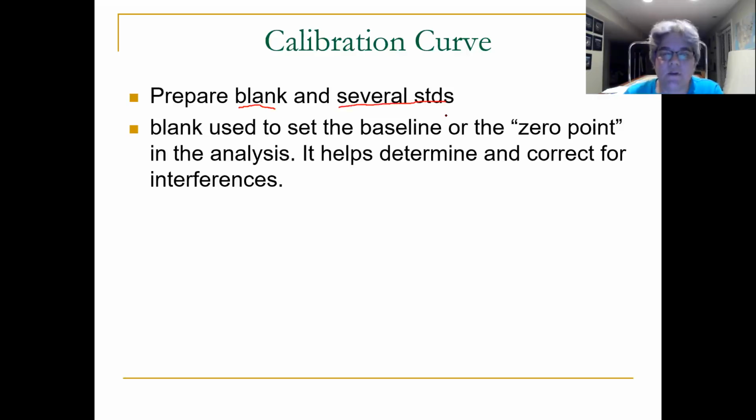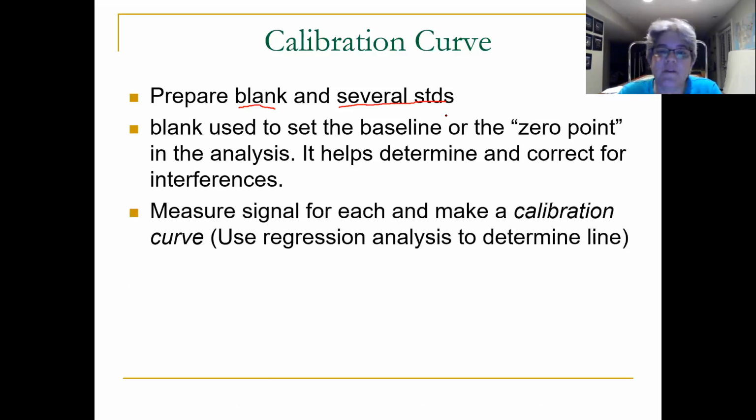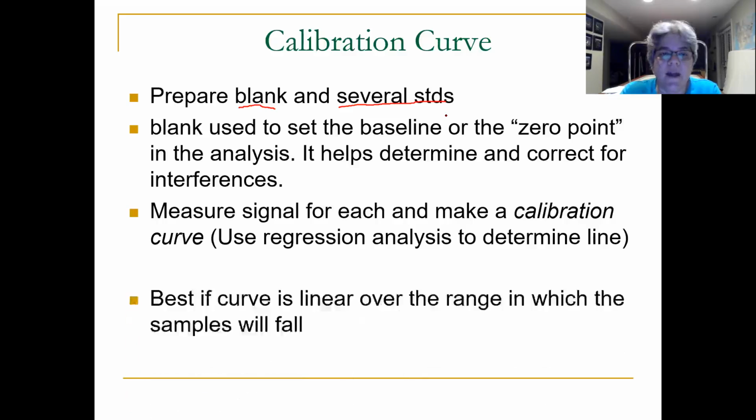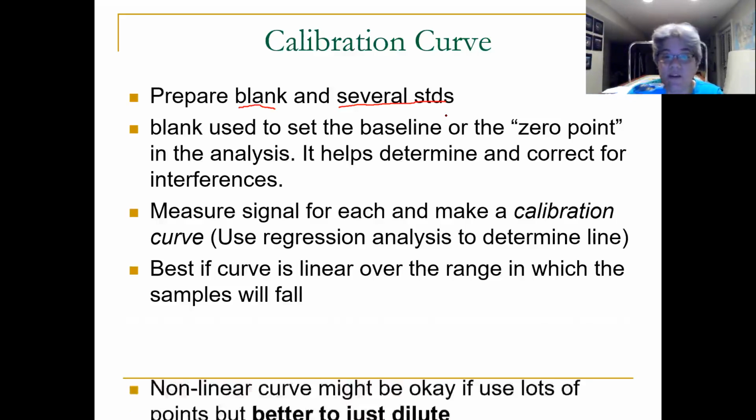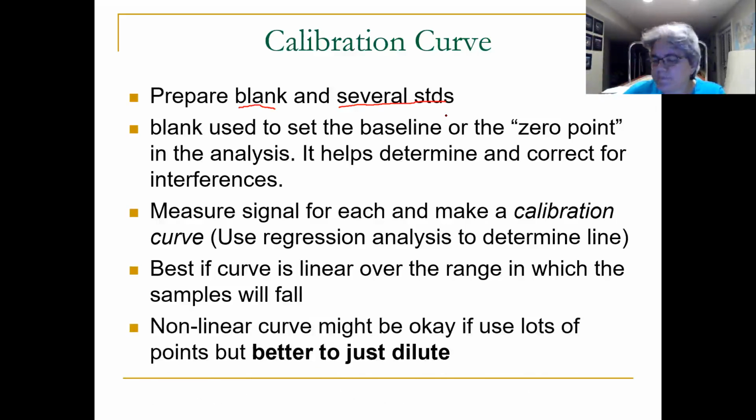And then we also make standards. Remember, what's a standard? The standards are solutions that I know the concentration of the analyte. So we make the blank, we make the standards, we measure the signal for each of them, and then we get my line. Now, it's best if that line is linear over the whole range. But what if it's not linear? What if we actually get a line that at higher concentrations is no longer linear? Well, sometimes that's okay, but usually it's better to just dilute.